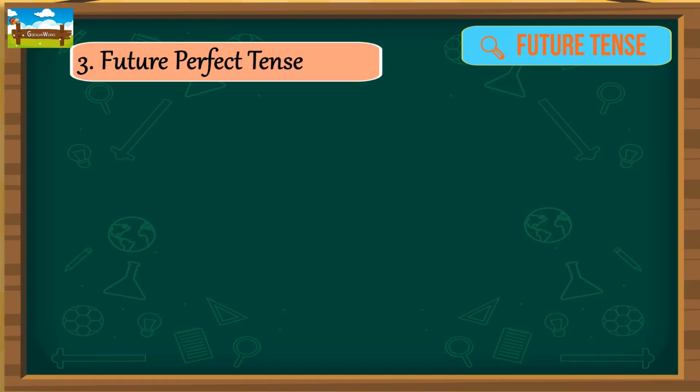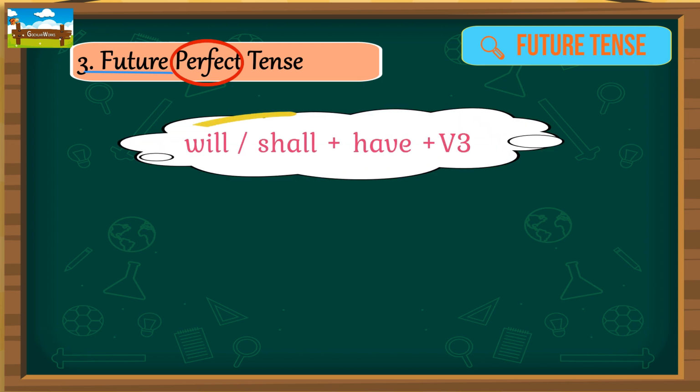Now, let's dive into the future perfect tense. You already know that perfect tense means an action is done. In the case of the future perfect tense, it means the action will be completed in the future. So, when we talk about an action completing in the future, we are dealing with the future perfect tense. How to make it? Use will have or shall have with the third form of the verb.